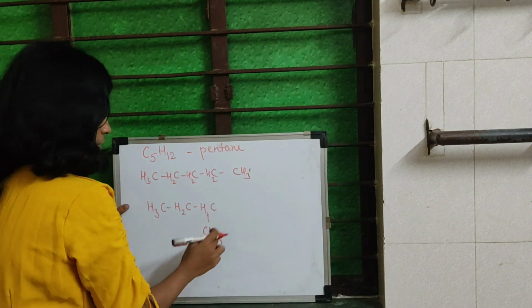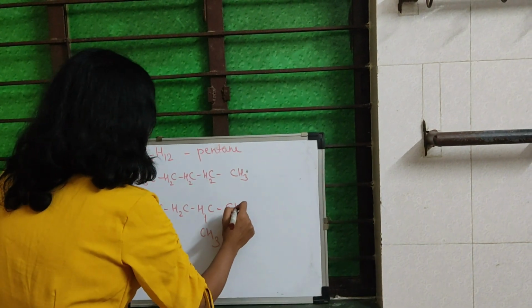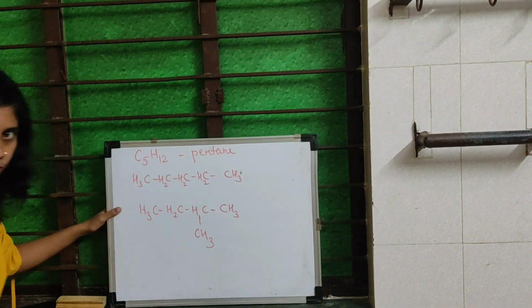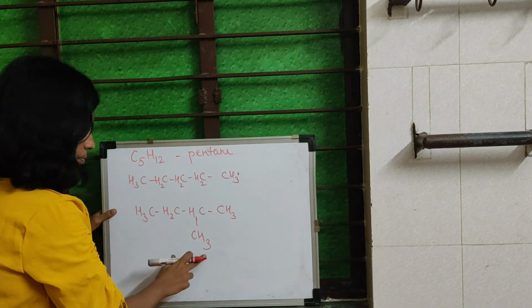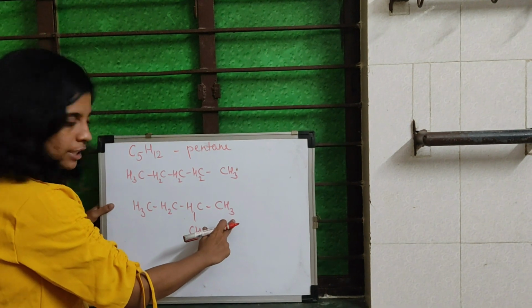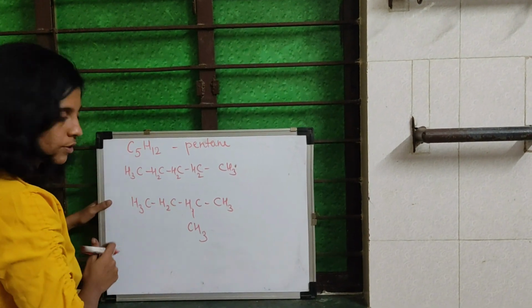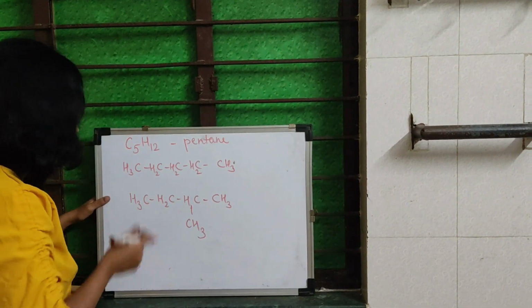1, 2, 3, 4 and 5. Now let us tally the number of hydrogens. 3 plus 3, 6 plus 3, 9, 10, 11, 12. Now let us again name it.